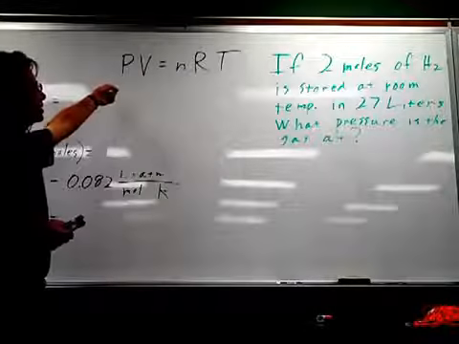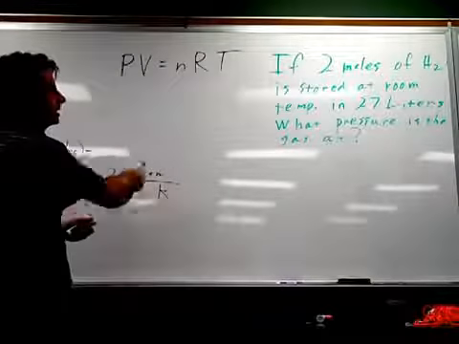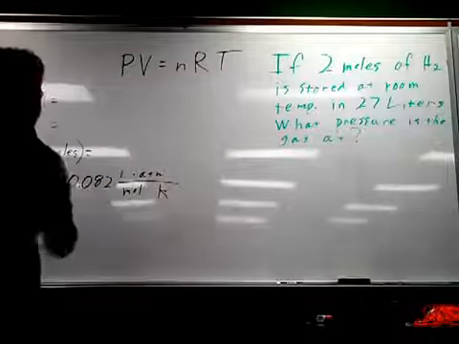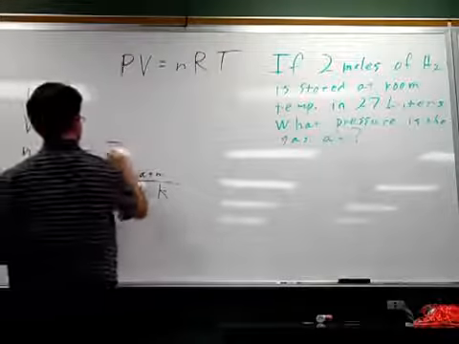So our formula is PV equals nRT. So from the problem, I'm going to take the first part. I have 2 moles. So my small n here, or moles, is 2 moles.